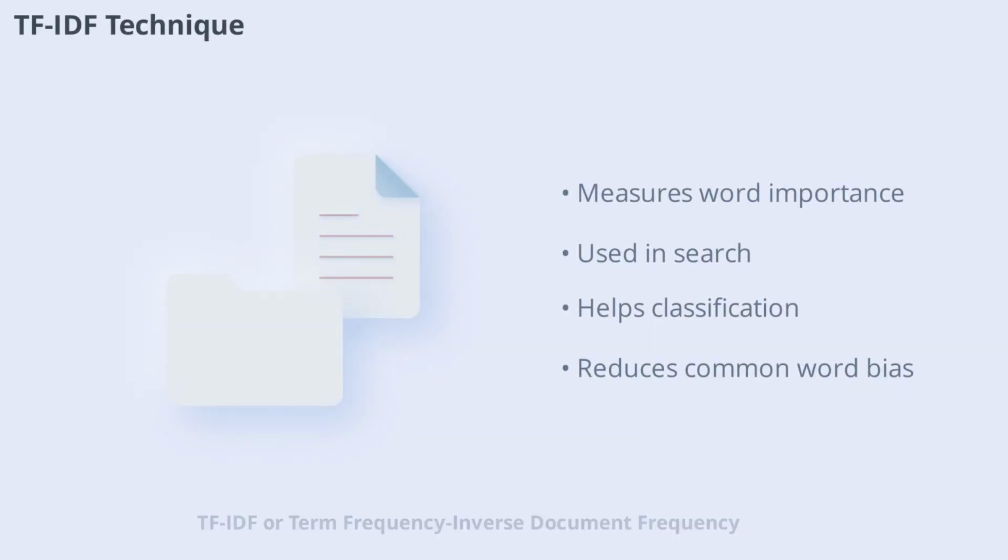TF-IDF, or term frequency inverse document frequency, is a statistical technique used to evaluate how important a word is to a document in a collection. It increases with the number of times a word appears in a document, but is offset by how common the word is across all documents. TF-IDF is widely used in information retrieval and text mining, helping systems identify the most relevant words for tasks like search and document classification.